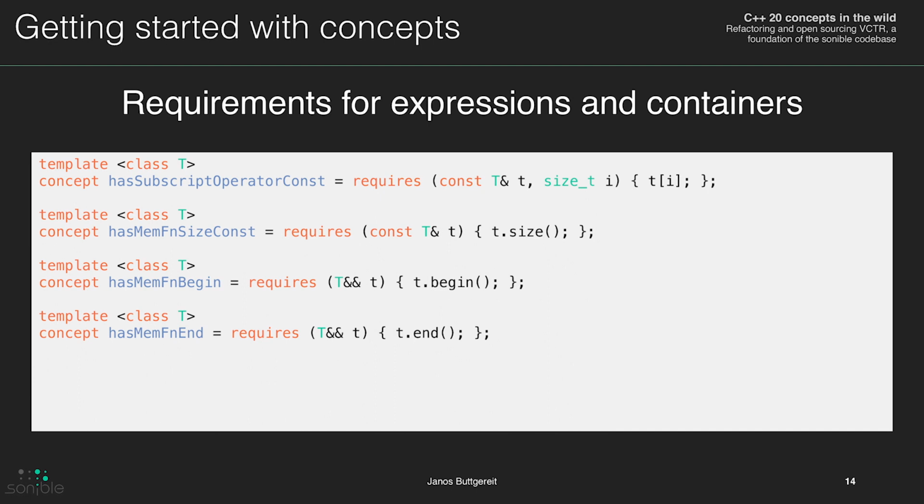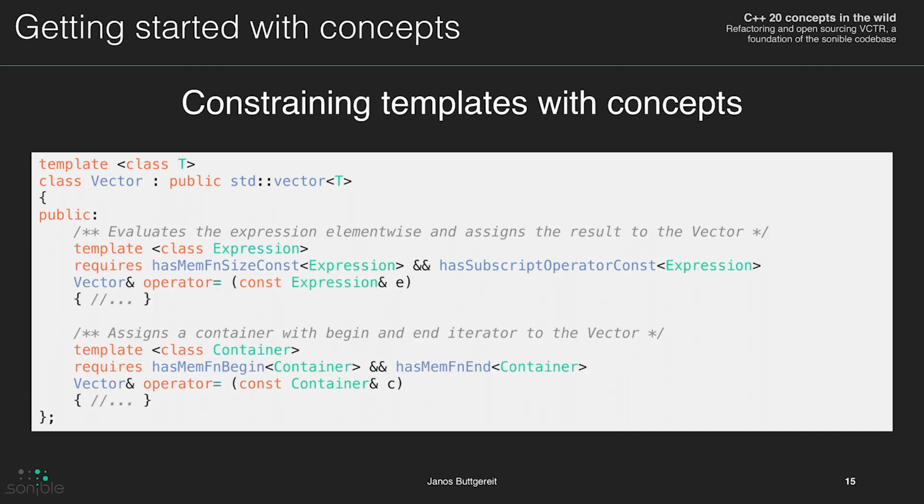And with this, we can constrain our 2 functions. So the expression overload has the requirement that it has a member function size and a subscript operator. So you can see we can combine concepts by adding an and, an or any other conjunction. And the container overload has the begin and end member function. And this actually solves our problem. I'll show it later.